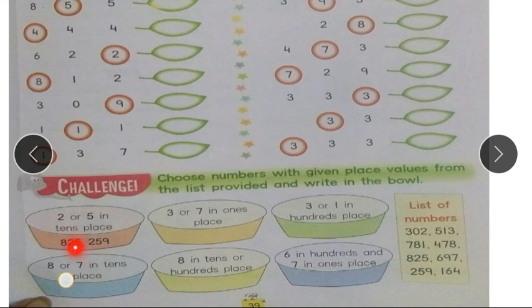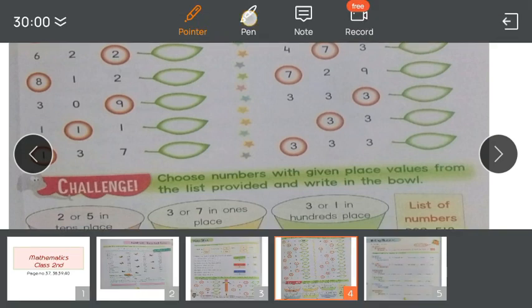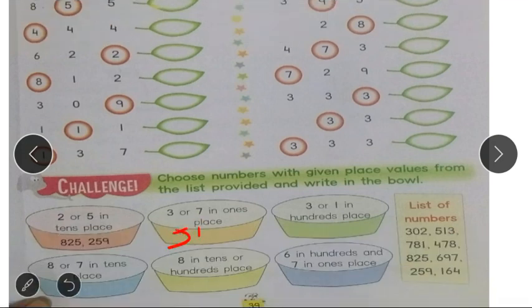Okay, here 2 is in tens place, here 5 is in tens place. So you have to find two numbers which have the given place value. Clear? Now next is 3 or 7 in ones place. Just check it. 3 in ones place: here 513, 3 is in ones place. So you have to write the number 513 at the bottom of the basket. Now 7 is in ones place: here 697, 7 is in ones place. So write 697. Clear? This way you have to do all the questions given on page number 39.